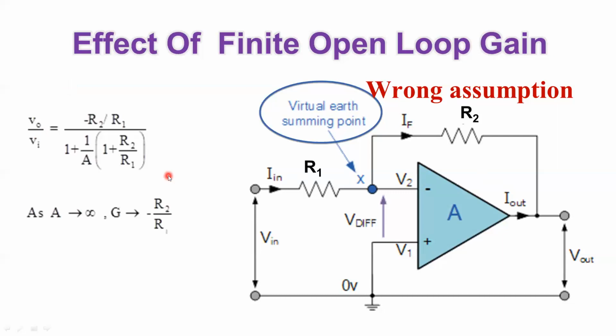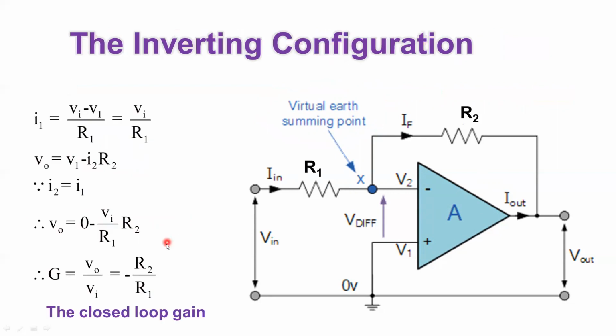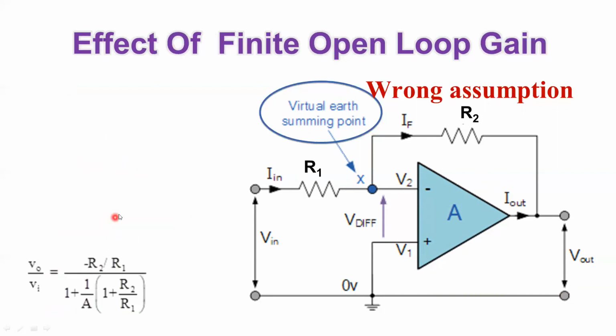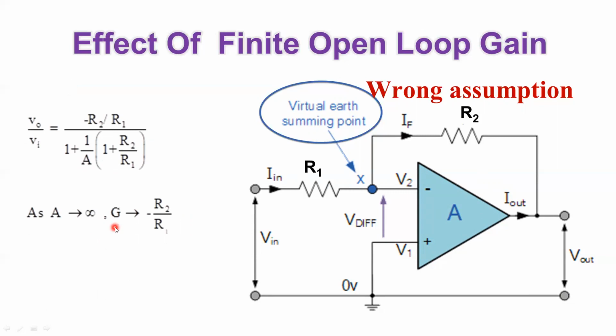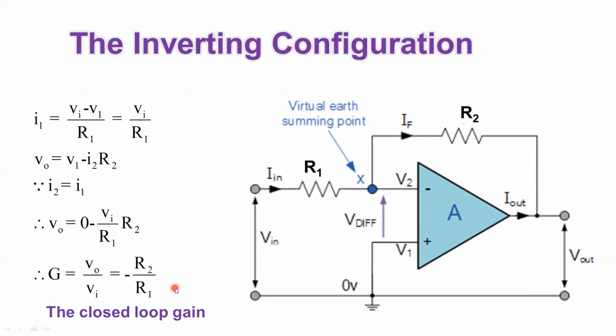What is interesting is, if you put A equal to infinity in this relation, then 1 over infinity is equal to 0, and you will get from this term G equals minus R2 over R1, which is exactly the same as here. So you can say that this is a general solution, which we will not use, and this is the specific, or assumed, solution when A is equal to infinity.